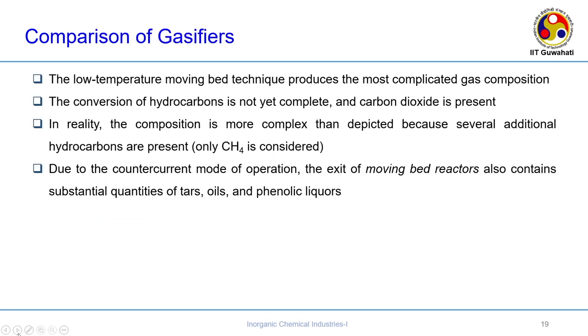So, it means a low temperature moving bed technique produces the most complicated gas composition. The conversion of hydrocarbons is not yet complete because in the low temperature moving bed the conversion is not complete, because carbon dioxide is present. In reality the composition is more complex than depicted because several additional hydrocarbons are present. So, in the plot I have only considered methane, it means in the methane I have added all other hydrocarbons. Due to the countercurrent mode of operation, the exit of the moving bed reactors also contains substantial quantities of tars, oils and phenolic liquids.